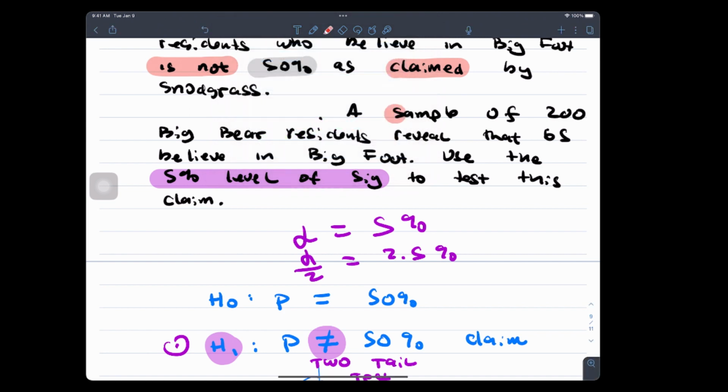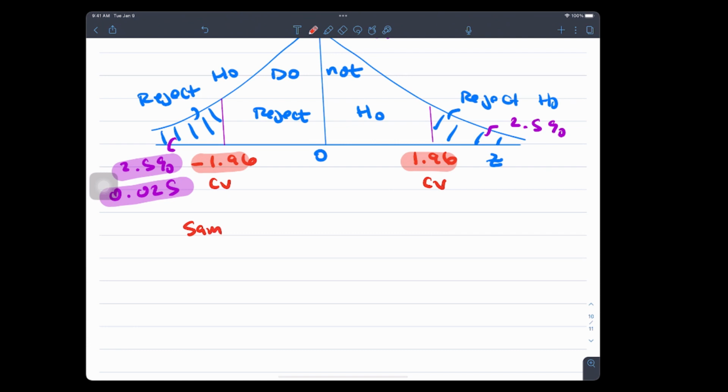So now, let's get our sample. What does our sample say? Sample of 200. What does that mean? Sample size. Okay, 200 Big Bore residents reveal that 65. How come you know that's not a percent or proportion? It doesn't say percent, does it? So there's two numbers in the sample: sample size, and success is 65 residents. 65 residents said they believe in Bigfoot, ladies and gentlemen. Let's test Snodgrass's statement.